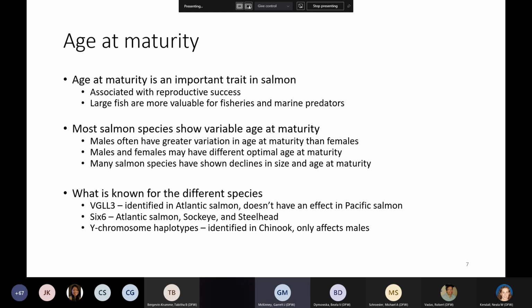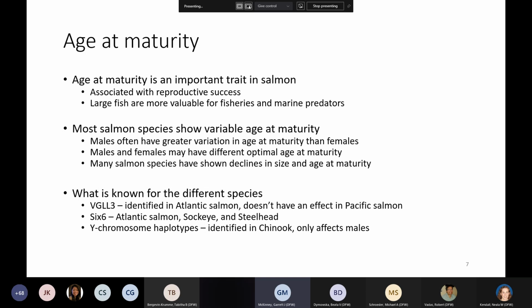Most salmon species also show variable age at maturity. Males often have greater variation in age at maturity than females. Females and males can also have different optimal age at maturity, which is interesting. It's often more advantageous for a female to delay maturation because there's a direct effect on fecundity and large body size. Whereas with males, if they can employ a sneaker tactic and reproduce early, then they may be able to escape ocean mortality.